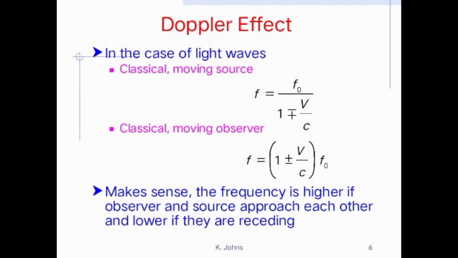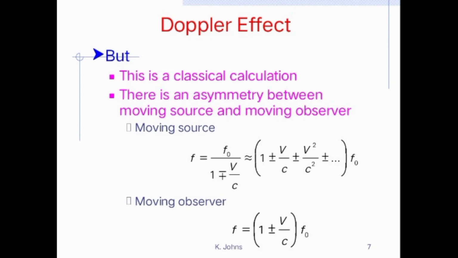In the case of light waves, classical, moving source, this is the first formula. Classical, moving observer, this is another formula. Makes sense. The frequency is higher if observer and source approach each other and lower if they are receding. But this is a classical calculation. There is an asymmetry between moving source and moving observer. This is the formula of moving source, and this is the formula of moving observer.